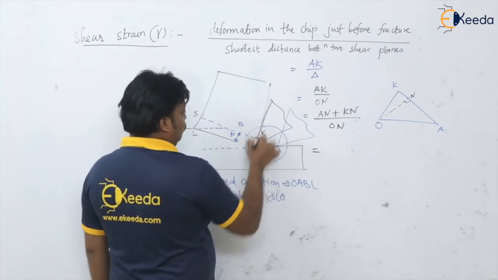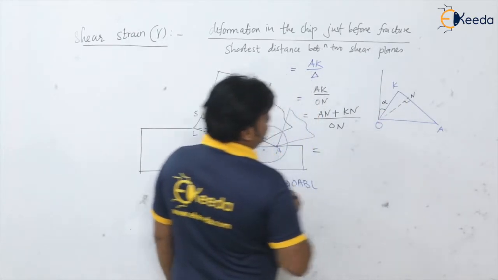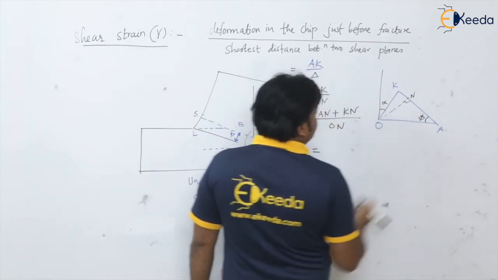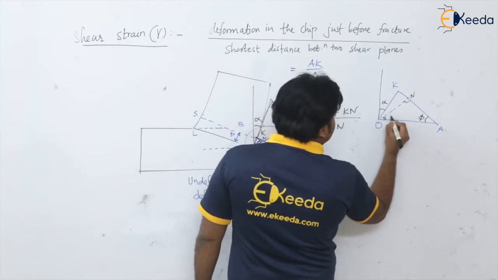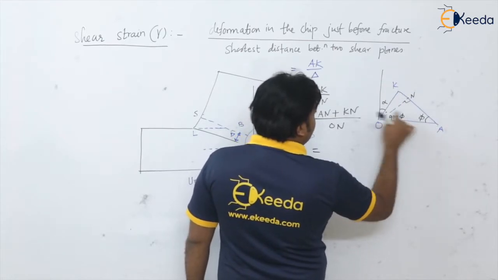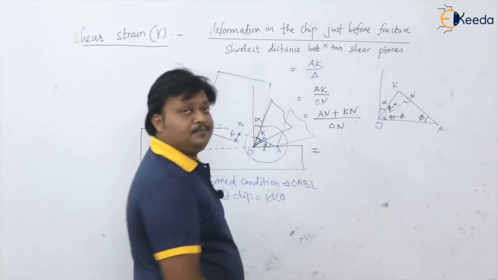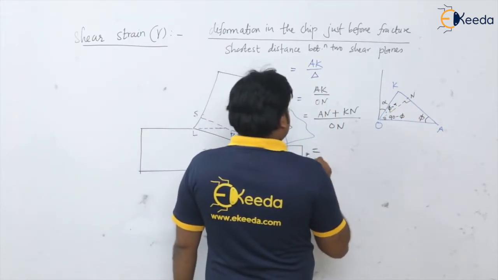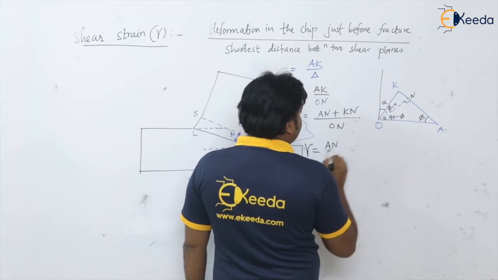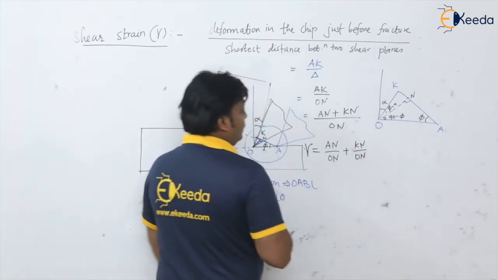Now see, this is our tool. This is our rake angle alpha. This is our shear angle phi. Then this angle will be 90 minus phi, and this angle will be 90 minus phi minus alpha, so it will be phi minus alpha. So I can write that gamma, our shear strain, is equal to AN divided by ON plus KN divided by ON.